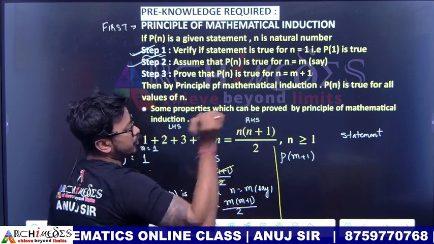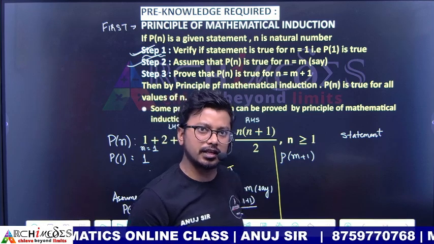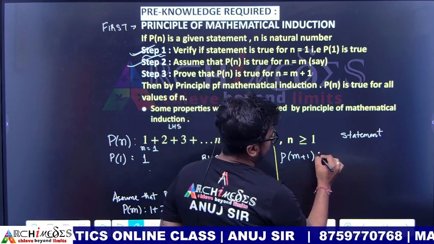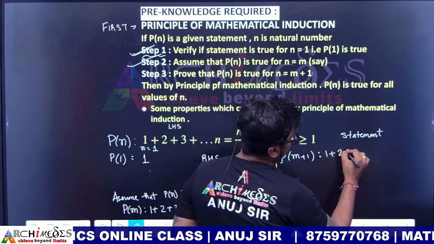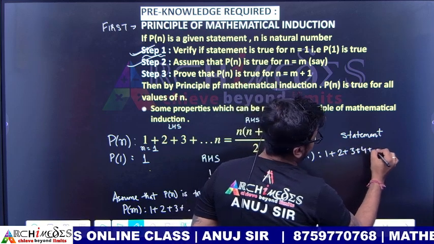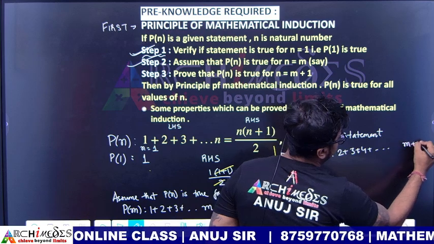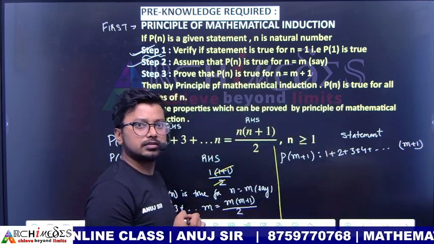Okay, now we have to prove for Pn. We'll do that in the main theorem. Clear? So Pm plus 1, look over it. So then it is what? 1 plus 2 plus 3 plus 4 plus dot dot dot m plus 1. Any doubt up here? Clear?